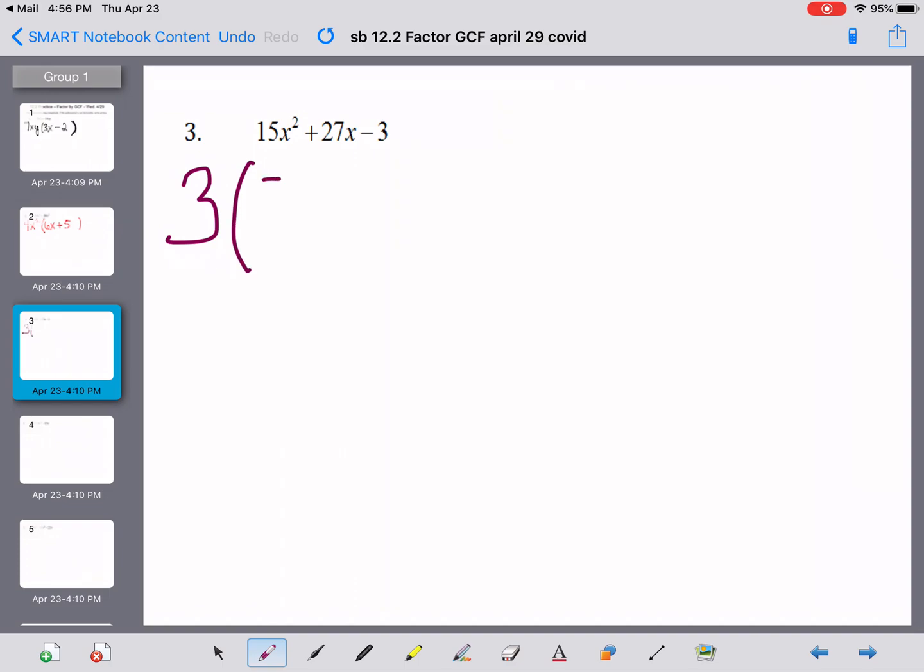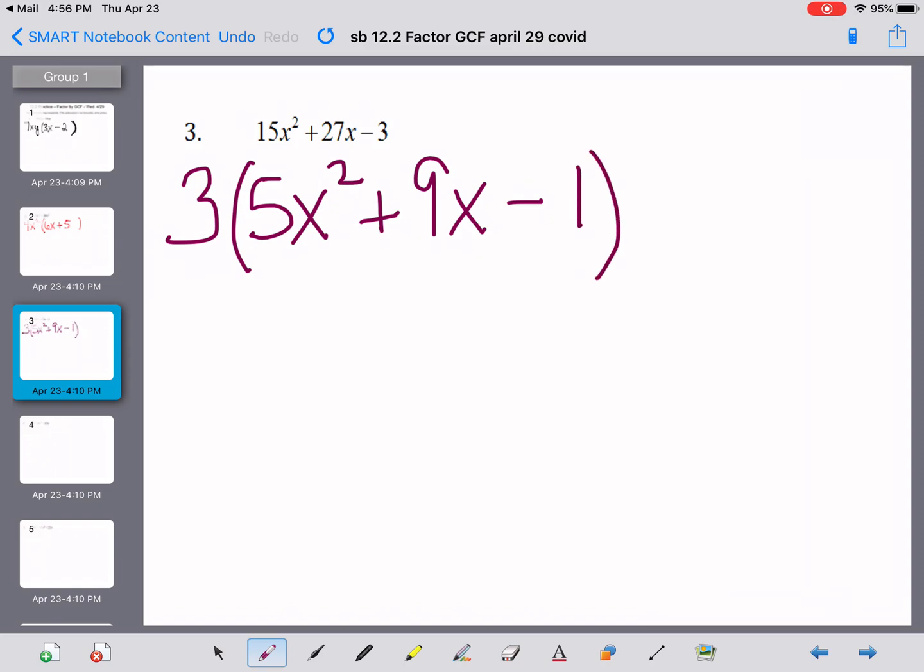15 divided by 3 is 5, x squared. We didn't do anything with the x's. 27 divided by 3 is 9, x. We didn't do anything with the x's. 3 divided by 3 is 1, and we must write down the 1. But there's our factored version.